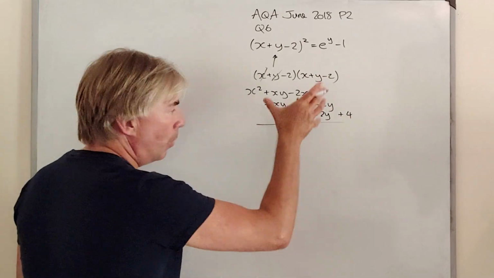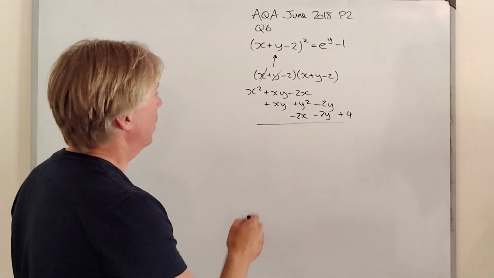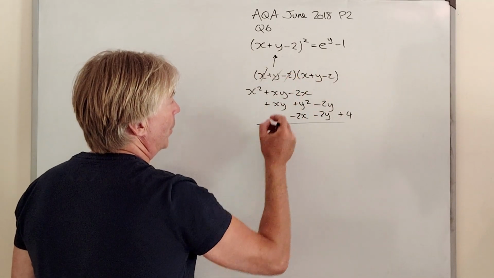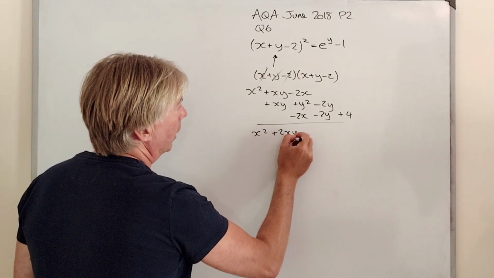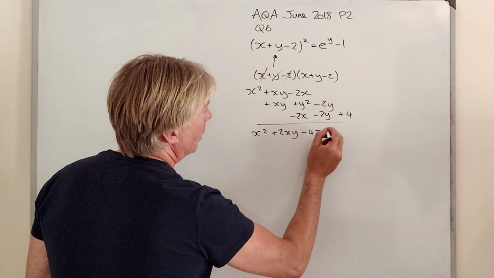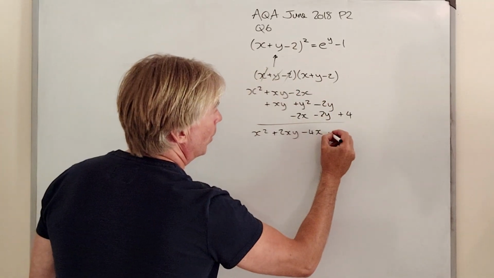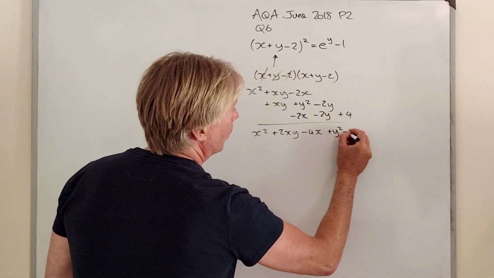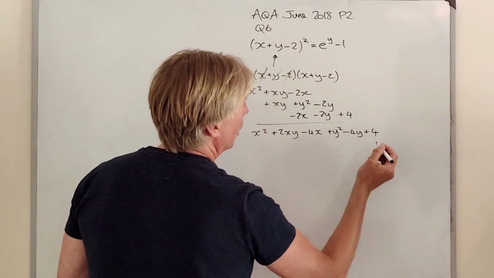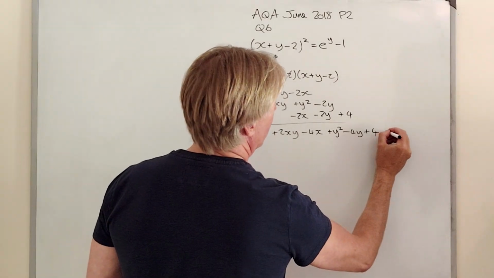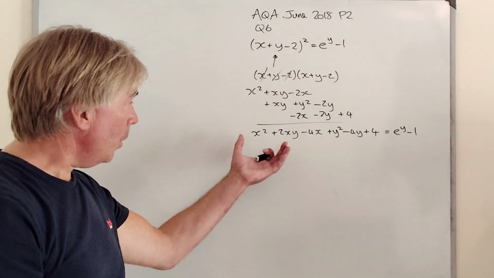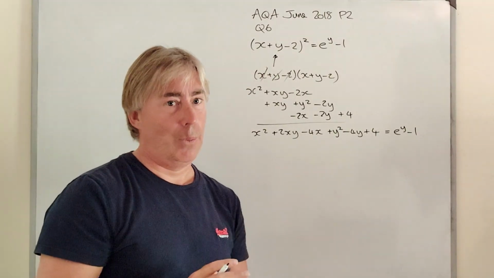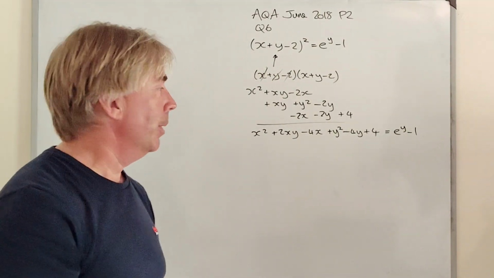So we can almost add the like terms. So we end up with x squared plus 2xy minus 4x. That's dealt with all of that apart from plus y squared, minus 4y plus 4. And we know all that is equal to e to the y minus 1. Okay, so we've expanded it, and now we're going to have to differentiate term by term.